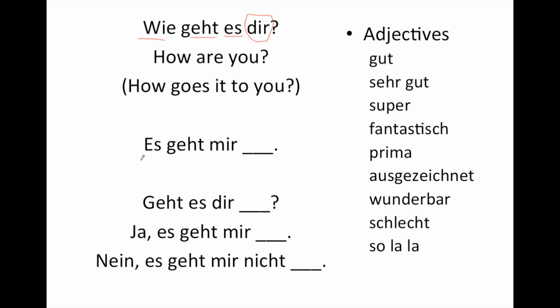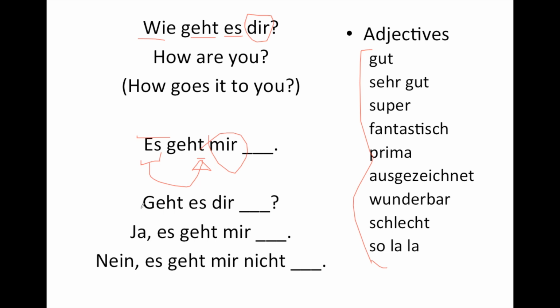With our answer, we're going to start with es, which is our new subject, and then our verb is going to end with a -t because of this es. So es is triggering the verb to end with a -t. And then our dative pronoun, mir, it goes to me, and then we can answer with any of these adjectives.